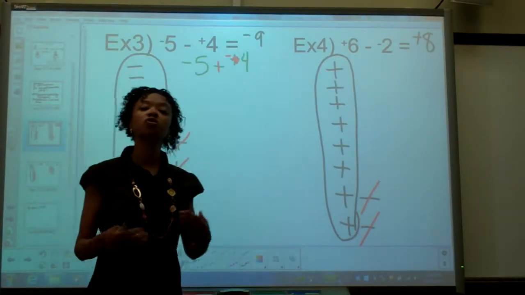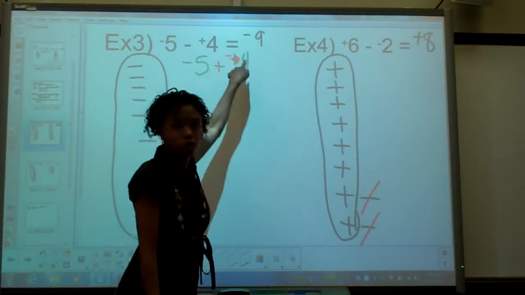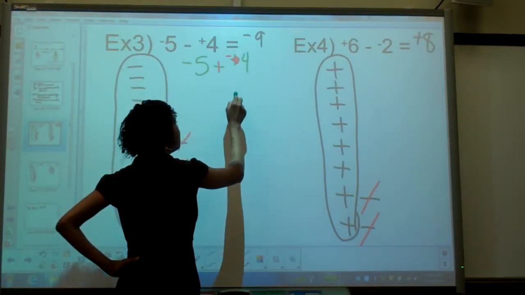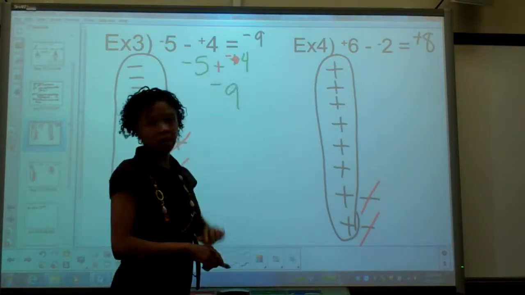Now I'm going to follow the rules for adding integers. What do we do when we're adding integers that have the same charge? If they have the same charge, we just add them. 5 plus 4 is going to be 9. The 9 is going to be negative because both of these are negative.